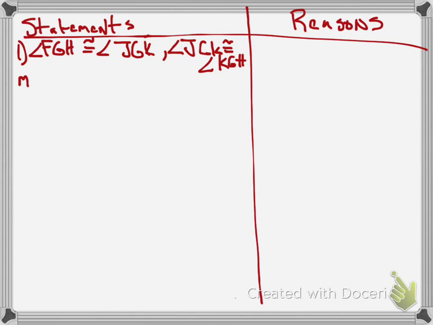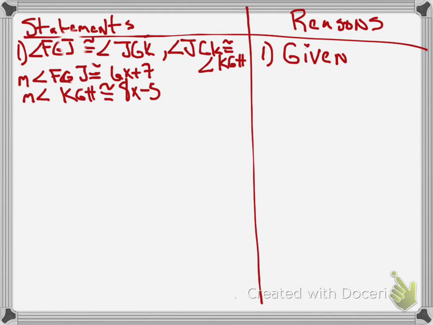At the same time, we're saying the measurement of angle FGH is congruent to 6x plus 7, and the measurement of angle KGH... whoops, this one's supposed to be J, sorry, let's try that again, J. Hold up, okay, I got all my letters correct now.